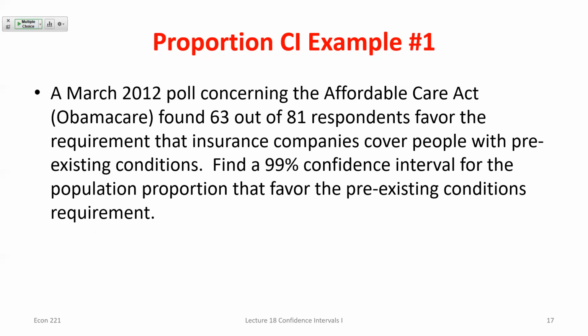Well, the first thing I'm going to need is my sample proportion, which would just be what? Yeah, sometimes it's not easy. It's not just given to us. We have to calculate it. So it'd be what? 63 over 81.